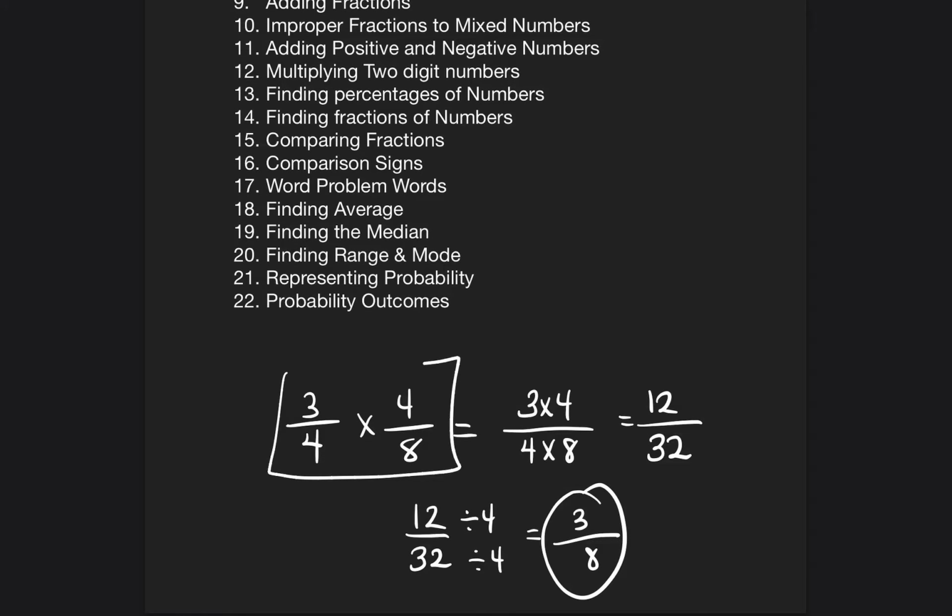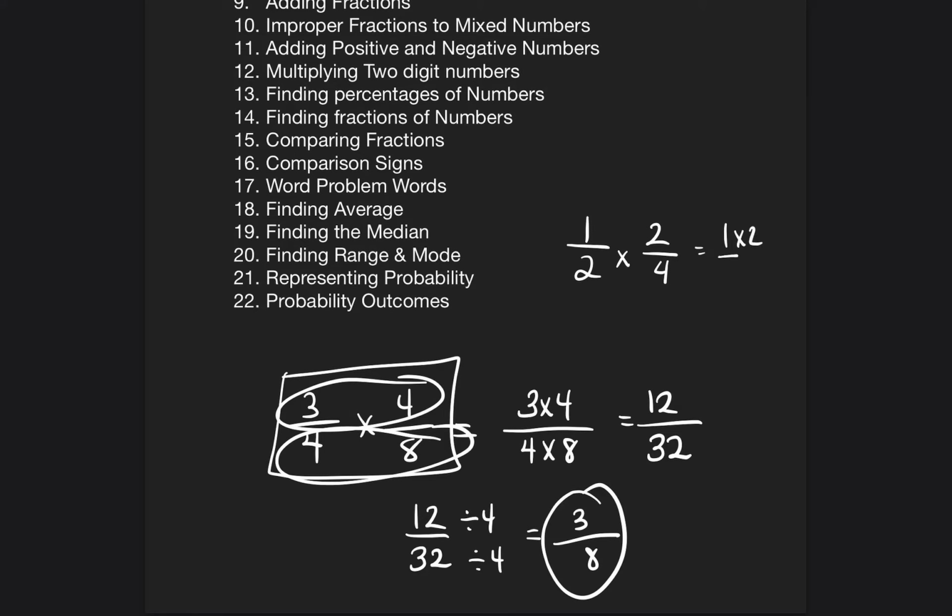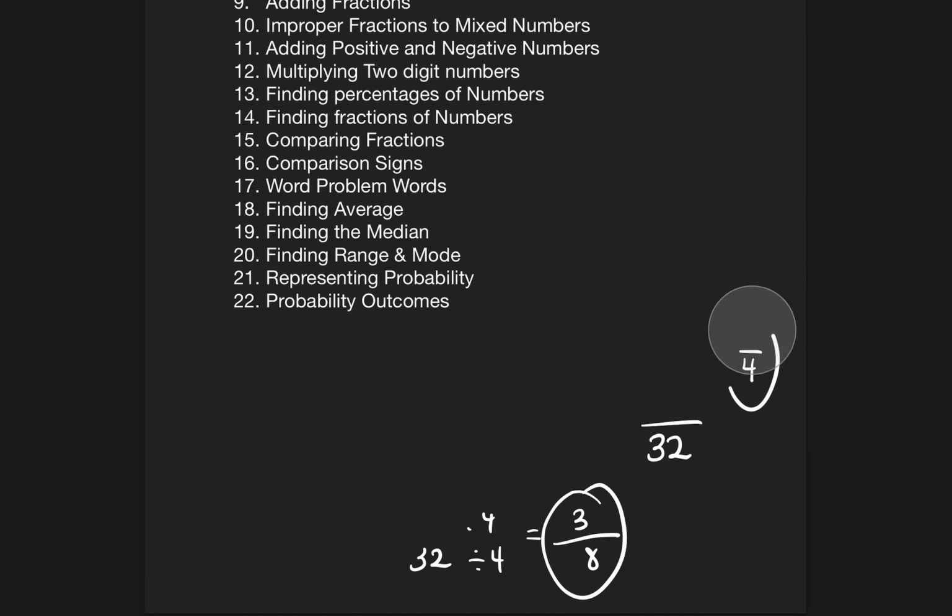Again, when you're multiplying fractions, you just multiply the top numbers over multiplying the bottom numbers. So if I was multiplying 1/2 times 2/4, I would do 1 times 2 over 2 times 4. It would be 2 over 8, and that would reduce to 1 over 4, and 1 over 4 would be my answer. Okay, great job, you guys.